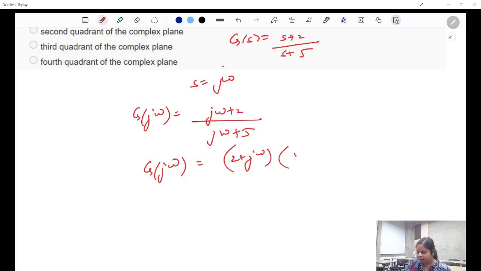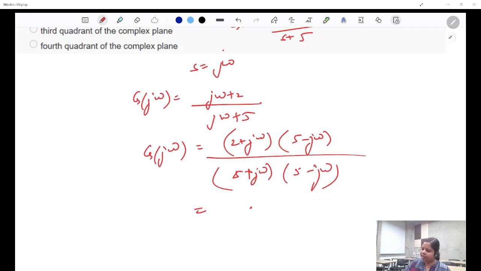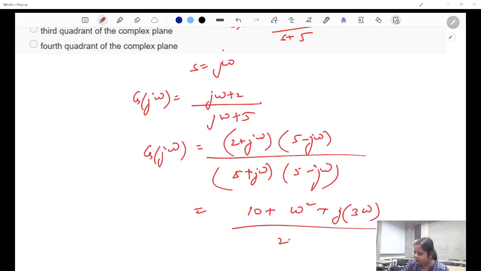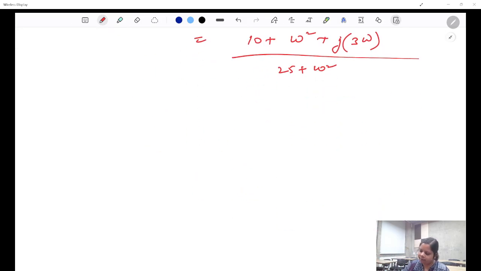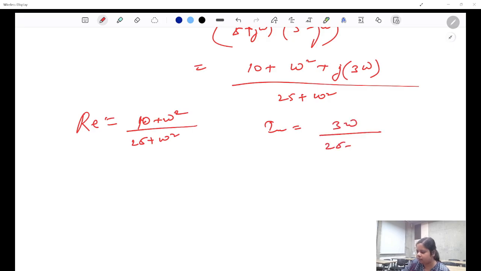So G(j omega) is equal to (2 plus j omega) into (5 minus j omega), and in the denominator it's (5 plus j omega) into (5 minus j omega). So from here it's going to be 10 plus omega square plus j into 3 omega, and here it's going to be 25 plus omega square. If you separate the real and imaginary parts, the real part is going to be (10 plus omega square) upon (25 plus omega square), and the imaginary part is going to be 3 omega upon (25 plus omega square). All right.